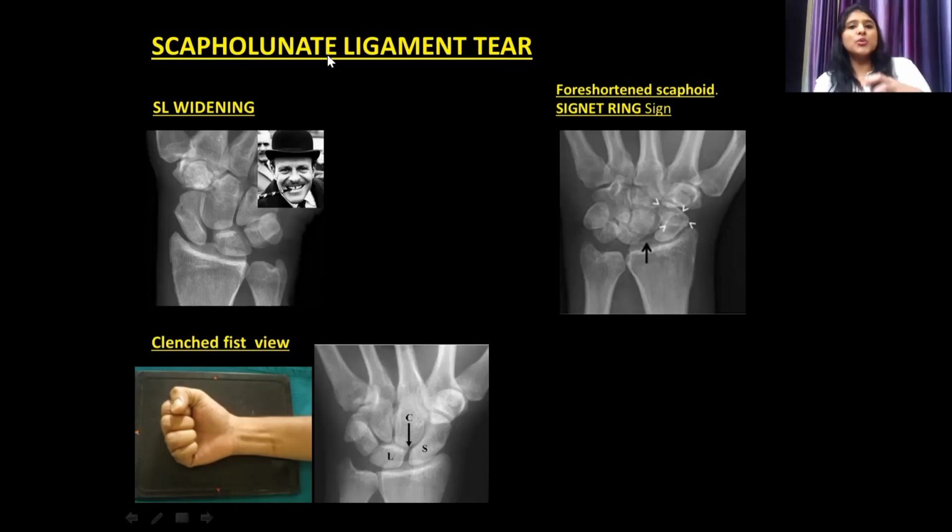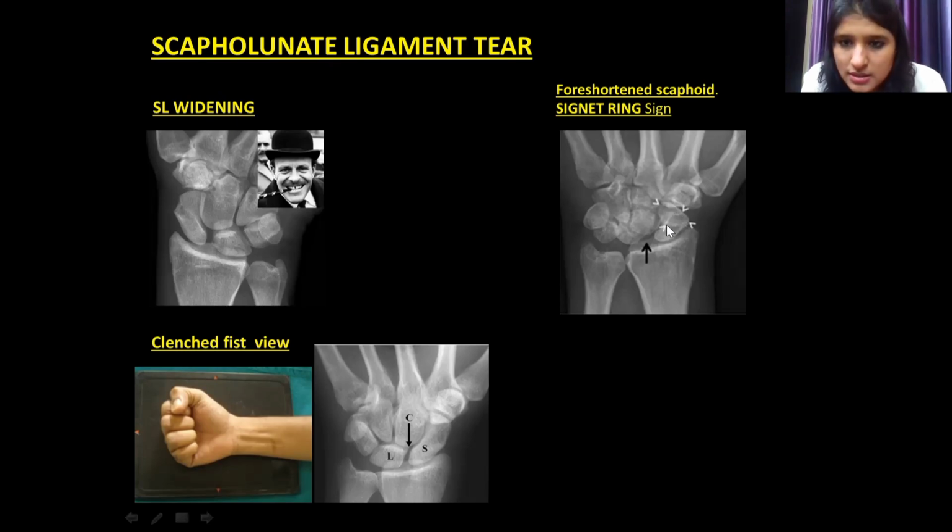So in case of scapholunate ligament laxity or widening, the initial thing which we see on the radiograph is scapholunate joint space widening. Also, there can be foreshortening of the scaphoid bone. If you see this radiograph, the scaphoid bone appears foreshortened. This is because of rotatory subluxation of the scaphoid bone, which makes it foreshortened on a PA radiograph.